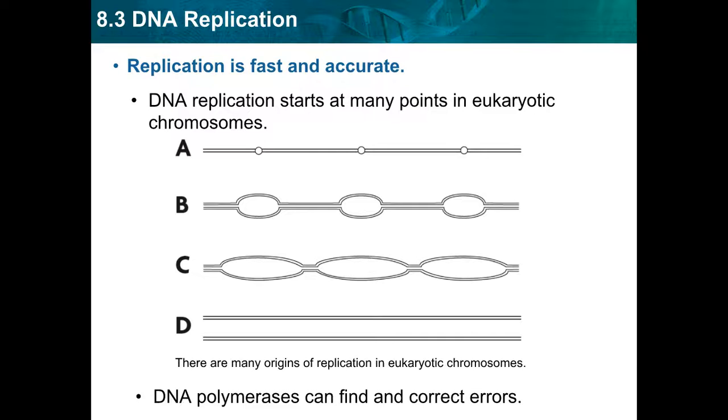Something else that's kind of cool, this enzyme's DNA polymerase can find and correct errors. So every once in a while, the base pairing rules don't work. A might accidentally pair with C, G might accidentally pair with T, something like that. This enzyme DNA polymerase actually detects that, and it will break that weak hydrogen bond, and it will kind of usher in this better nucleotide, the one that's supposed to go with it, and it will fix the error.